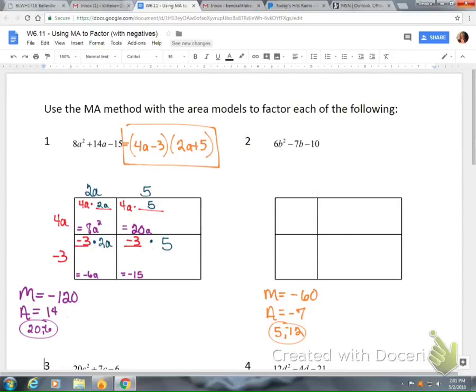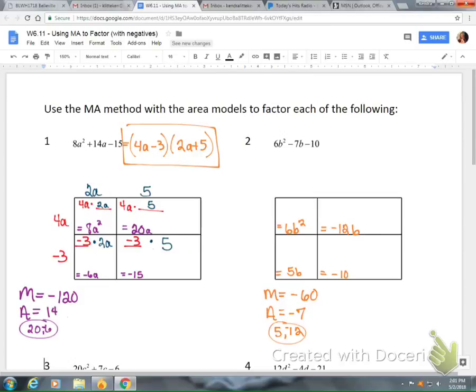Okay, so now let's fill in each area of the rectangle. And again, I'm going to bounce around. So what is the area of this rectangle? 10. What type of 10 is that? Negative 10. What about this one? Negative 12. We could use negative 12, or we could put what else there? 5. Okay, what about this one? 5. Okay, and top left. 6b squared. Now what variable goes with my 6? b.